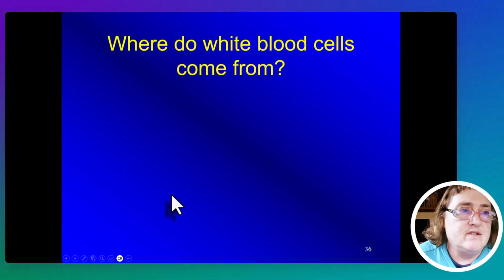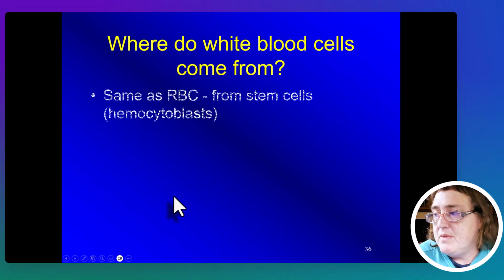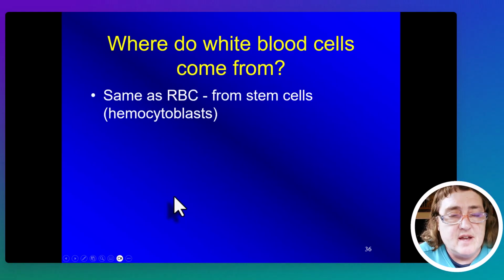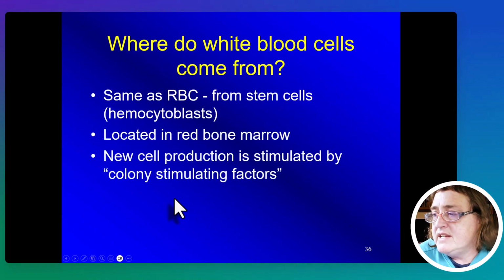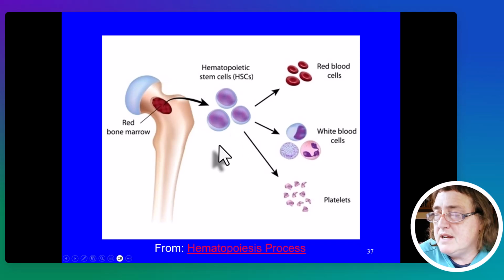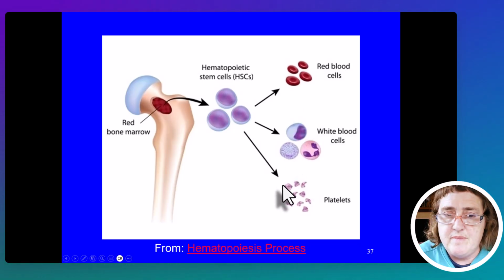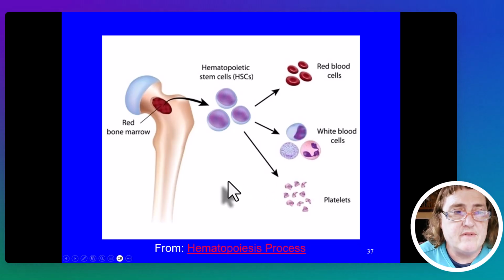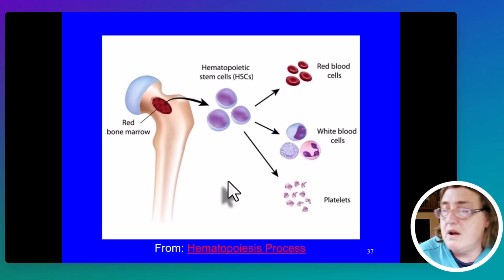All right, white blood cells come from the same place as red blood cells, the bone marrow. Again, those stem cells there can differentiate and make red blood cells or white blood cells or platelets. Colony stimulating factors will stimulate the synthesis and release of white blood cells. And we can mimic this. We can give you a shot of Neulasta or Neupogen to induce white blood cell synthesis. They do that for patients who are getting chemo who might have a low white blood cell count.